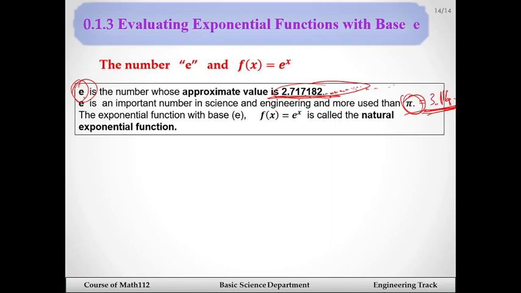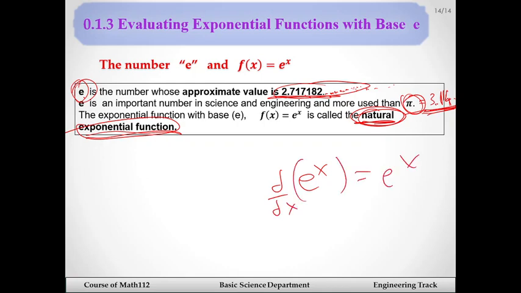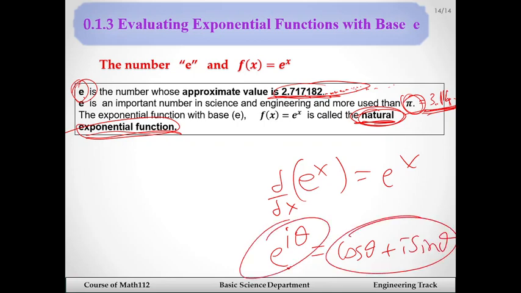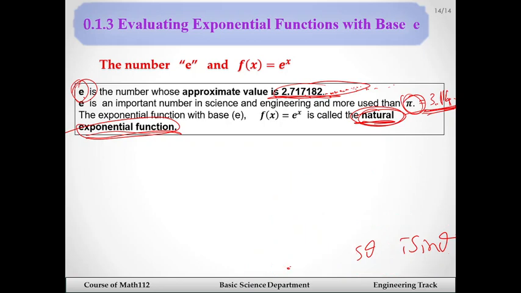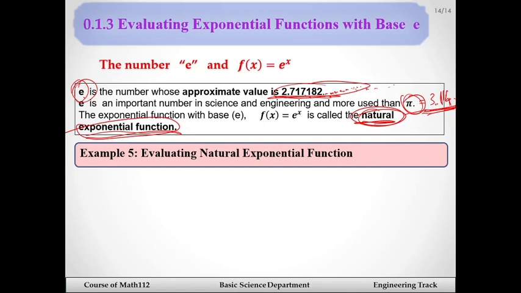Now, f of x equal to e to the x is called the natural exponential function. So it has a name, the natural exponential function. This function has very nice properties in calculus. You will see its derivative is equal to itself. And we have Euler's formula, e to the i theta is equal to cosine theta plus i sine theta. Maybe you have seen this one, but no one told you about it, I guess. These are very important properties of e, so for this reason, we teach it here.